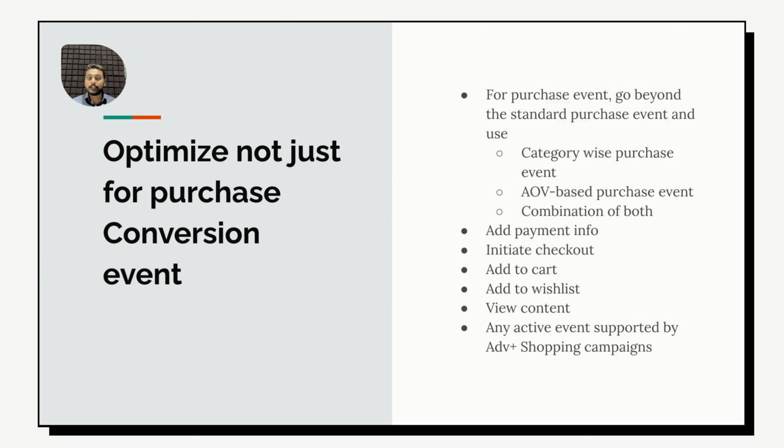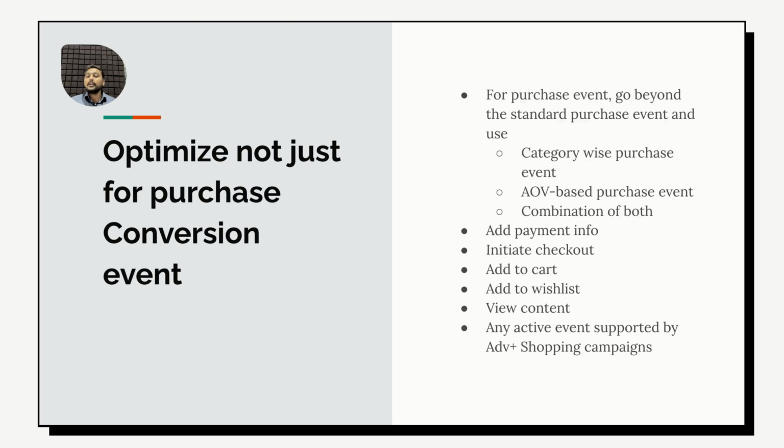Generally the native platforms like Shopify, CAPI or any other native platforms don't offer you this category wise or AOV based purchase event optimization. You need to use specific tools. For example, Customer Labs 1PD Ops will let you optimize for these kind of conversion events, the category wise purchase event and AOV based purchase events, and a combination of both as well.